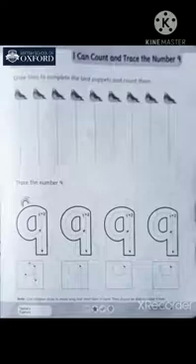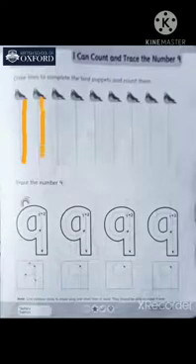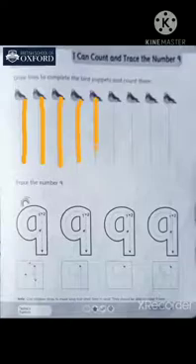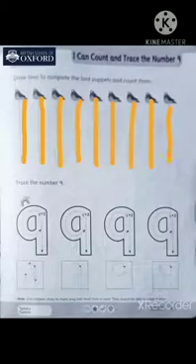Firstly, you have to draw the lines to complete the bird puppets and count them. Trace these lines. 1 2 3 4 5 6 7 8 9.